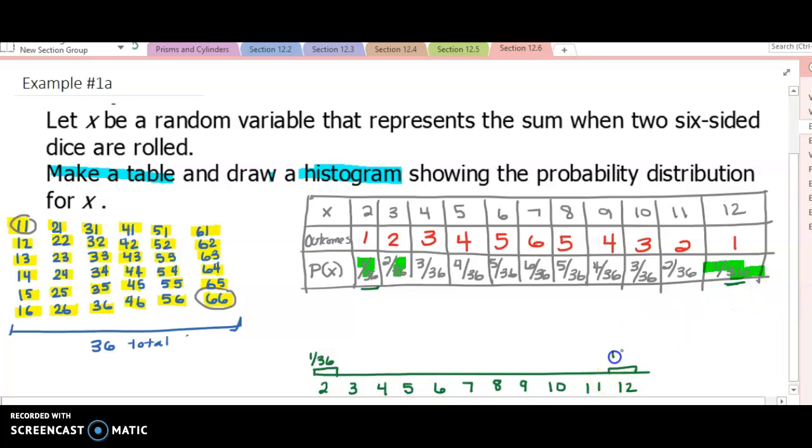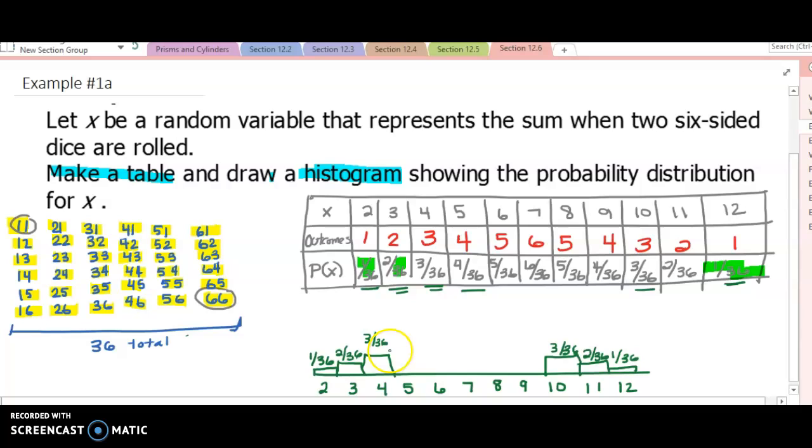So since this is symmetrical, I'm going to do them together. 2 out of 36 for 2, so we're doubling that. Probability of a 3 or an 11 is 2 out of 36. Okay, the probability of a 4, a little higher, 3 out of 36. Higher, 3 out of 36 for 10.